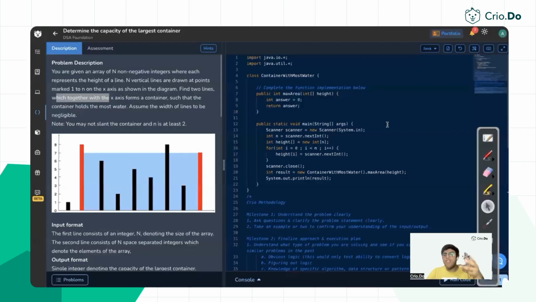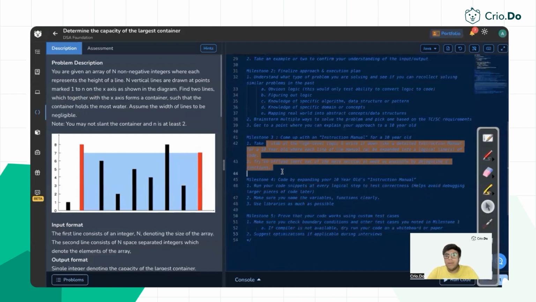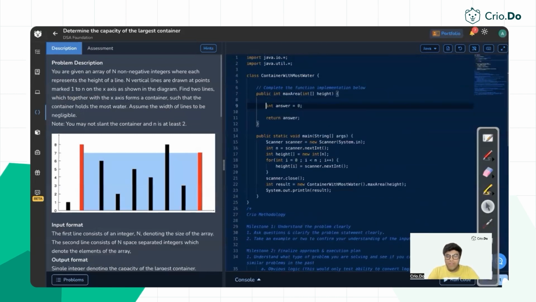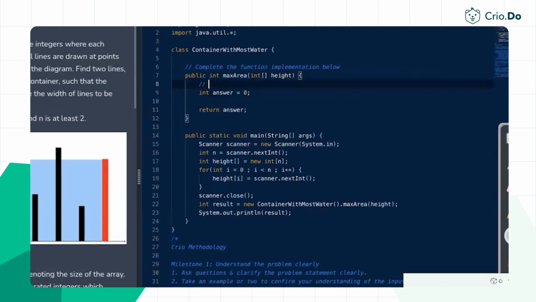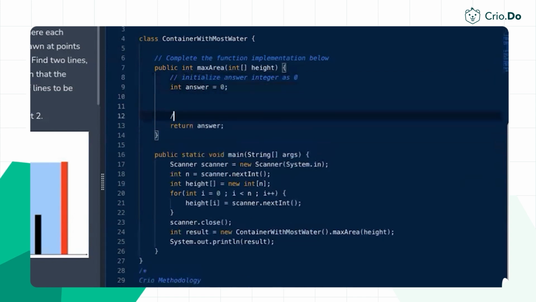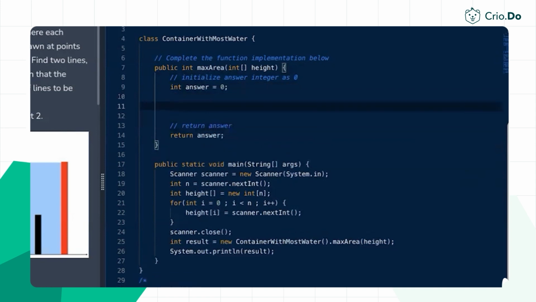Now we will be doing the instruction manual, milestone number 3. We are done with the second milestone. So first line as already written is initialize an answer integer as 0. And finally, obviously, return the answer. It is already written in Java. It might be written in other languages also, but we have to initialize the answer, the maximum area is 0, and return whatever the maximum area finally will be.